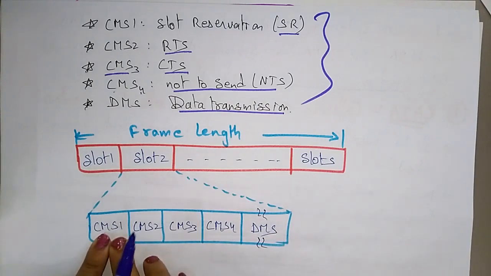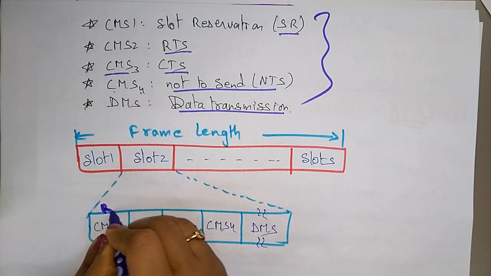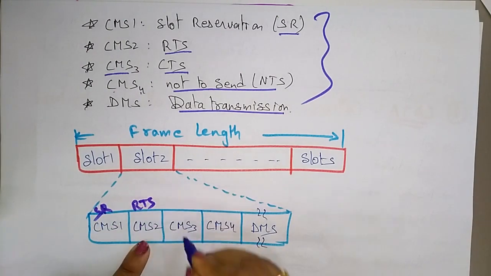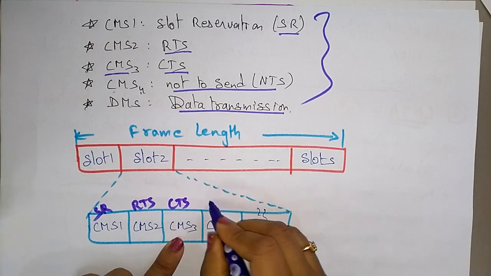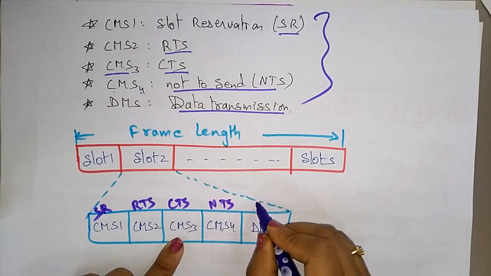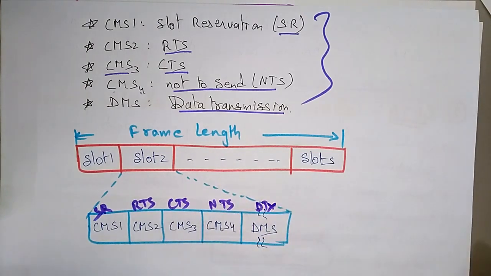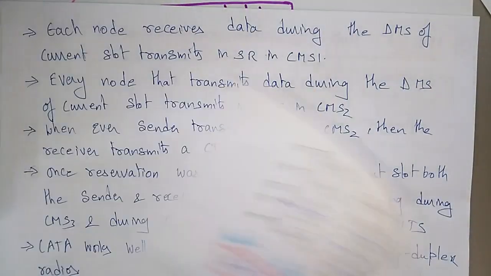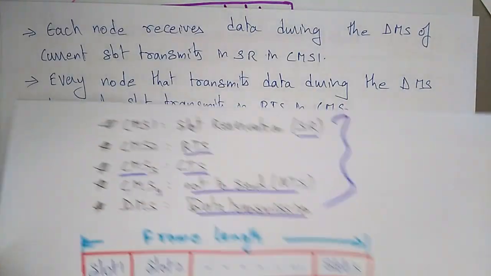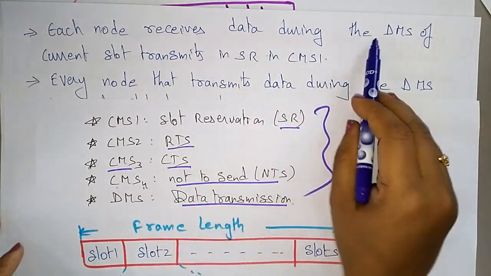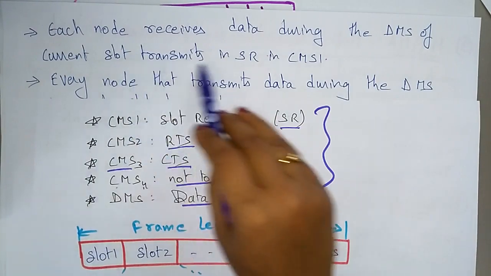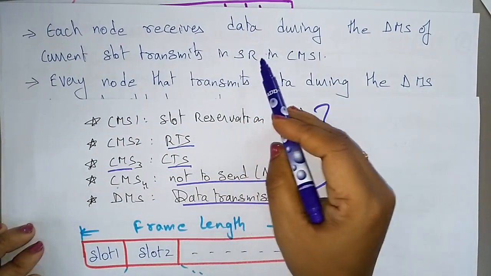So CMS1 is reserved for slot reservation. CMS2 is for request to send, then clear to send, not to send, and the data transmission. Okay, so now let's see how this works. Here each node receives data during the DMS. So the data transmission of the current slot is transmitted after the SR in CMS1.